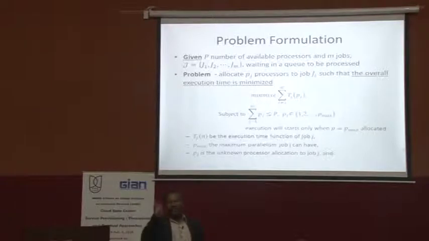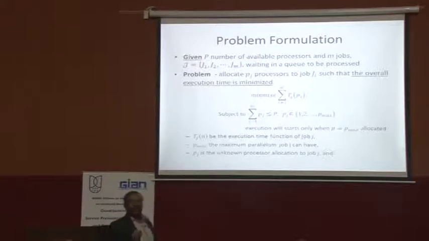Is that clear? Okay. So I have a set of M jobs. M is much larger than P. These jobs need to be assigned to P. The problem is to allocate. Now each job also requires a certain number of processors. So let's say each one of them requires PG number of processors, and we want to allocate each job, if possible, PG number of processors, such that we minimize the overall execution time of all these jobs on these P processors.